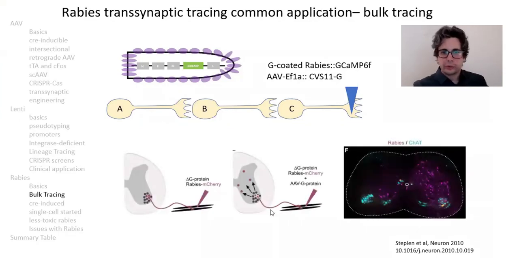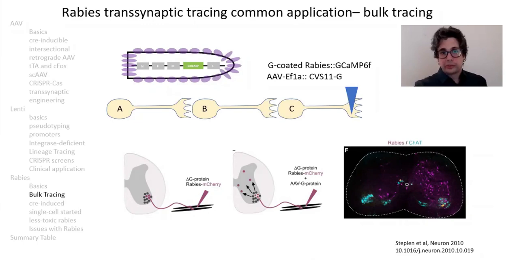For instance, this was used by Sylvia Arber's group to infect motor neuron cells and then jump to the cells in the spinal cord locally, as well as further away in the brain, that connect directly to these ChAT-positive motor neurons. This is particularly powerful because it jumps after one synapse. So you don't have to wonder, is this a direct connection or 2 synapses away?